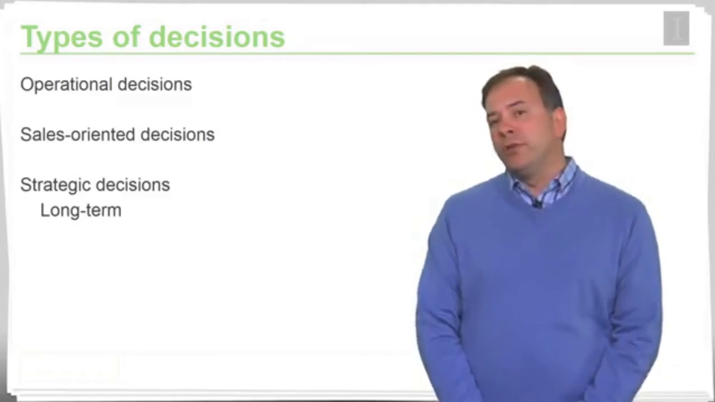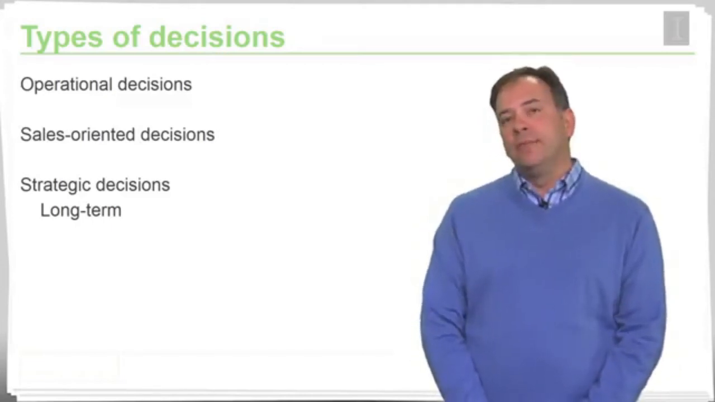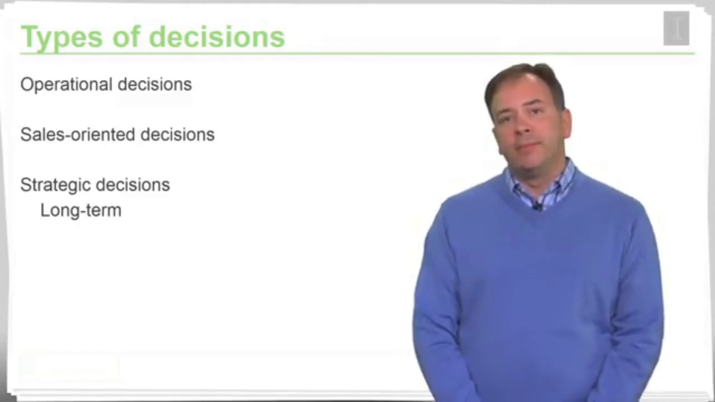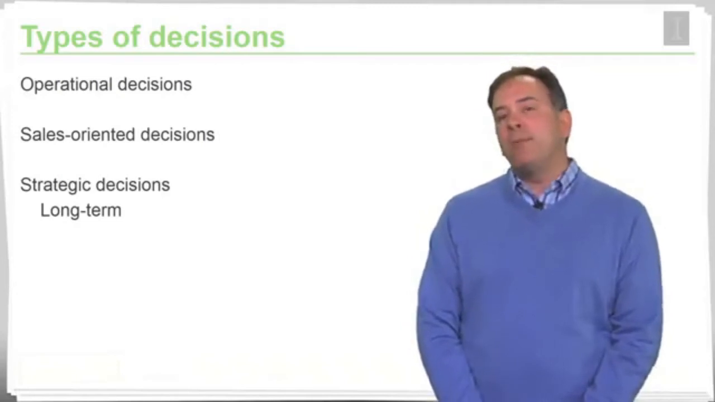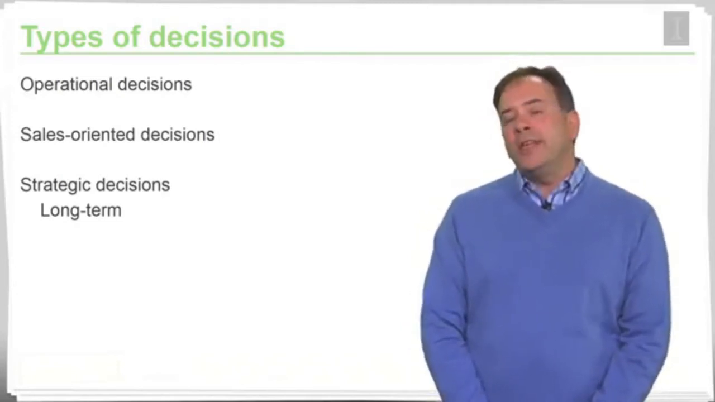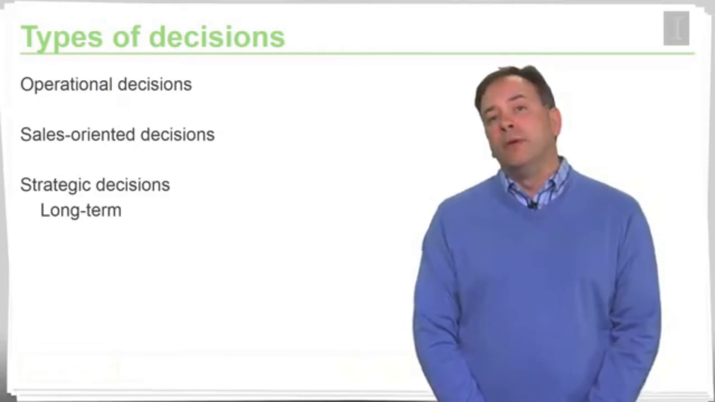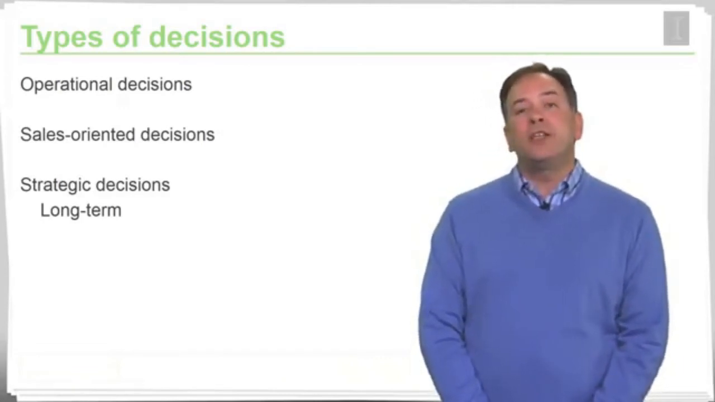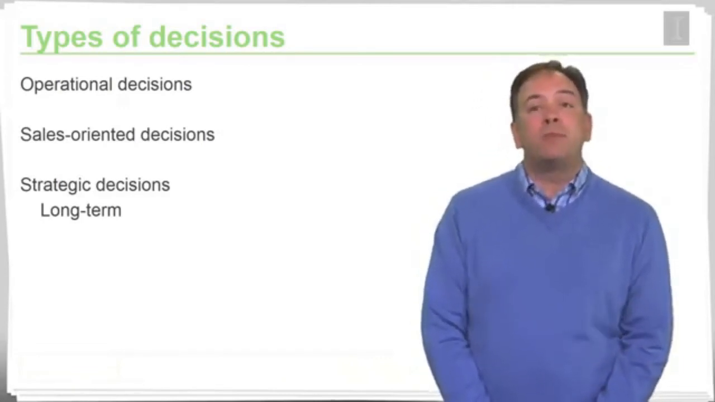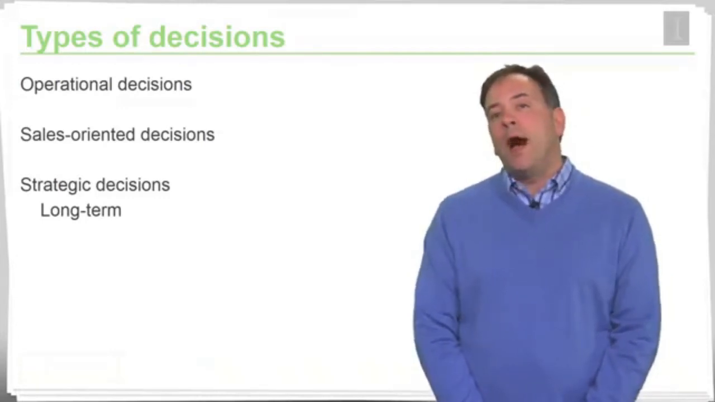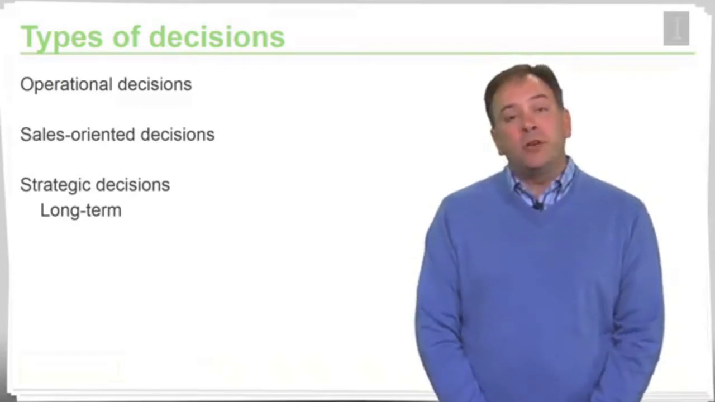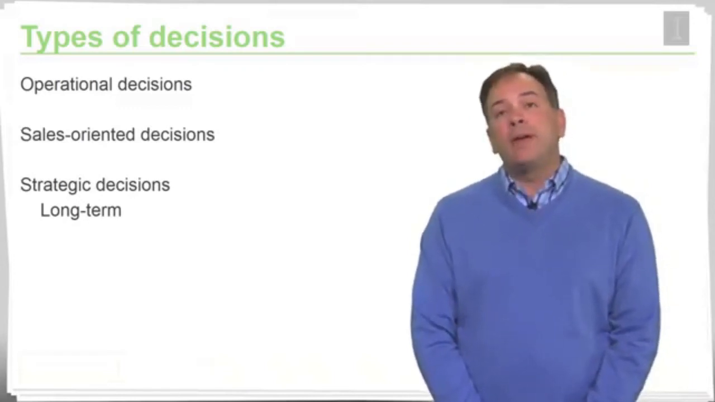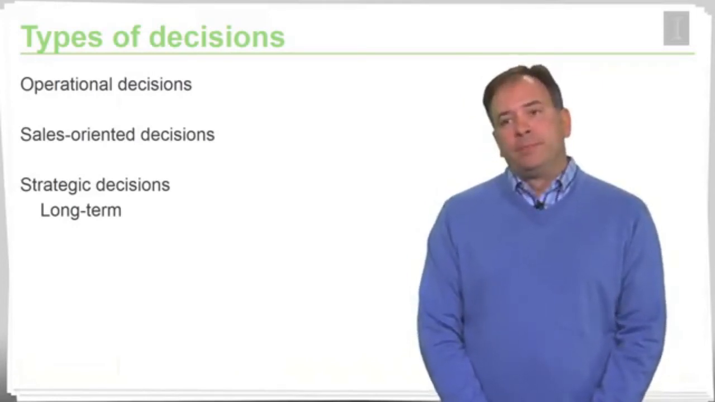One, we have operational, two, sales-oriented, and three, strategic. I would differentiate this third category, strategic, in terms of time horizon and focus. Strategic decisions usually are more long-term and consider the long-term strategy of the firm over 5 or perhaps 10 years into the future. Operational and sales-oriented decisions are a little bit more short-term. They can certainly extend along longer time periods, but they're primarily focused with today and the near future.